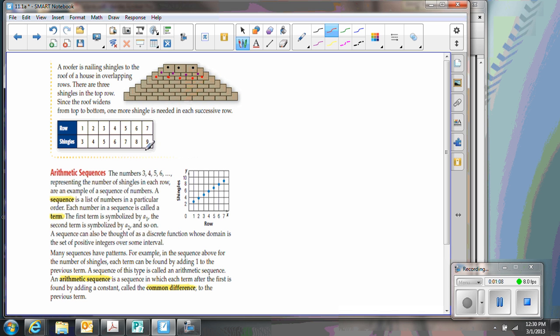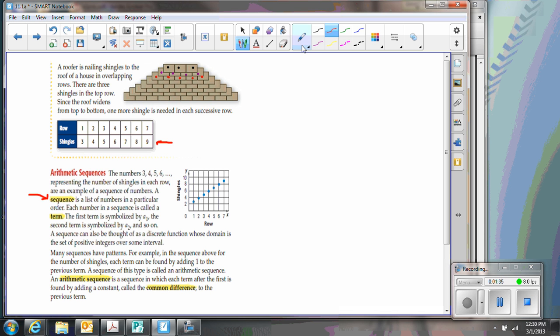Looking at the number of shingles in each row, I get a list of numbers. This list of numbers, 3, 4, 5, 6, 7, 8, 9, can be called a sequence. A sequence simply is a list of numbers in a particular order. Each number in a sequence is called a term. So 3 would be a term, 4 would be a term, 5 would be a term, so on and so forth.